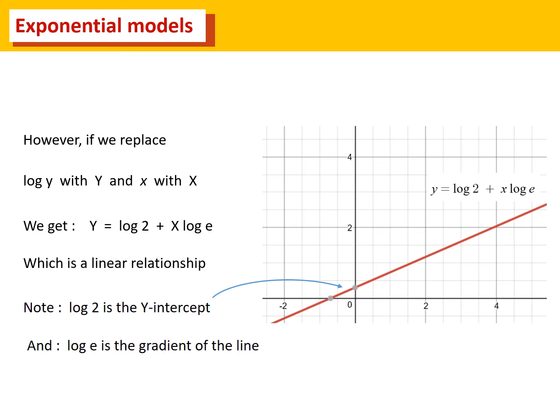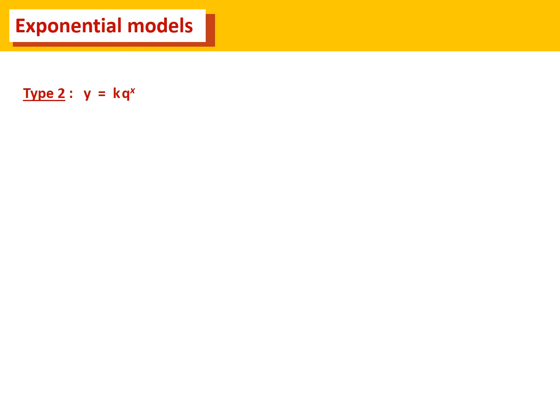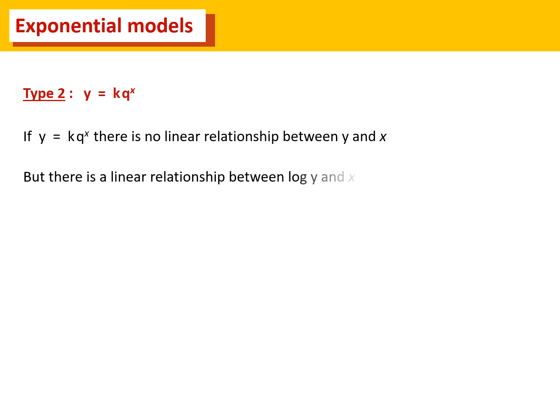So what we're saying is, if we've got a relationship where x is the exponential and we take logs, we can rearrange that and we can form a linear relationship, as you can see this straight line here, and we use that straight line to tell us something about our original exponential relationship. So here's an example, y equals kq to the x. There's no straight line relationship between y and x, but there is between log y and x.